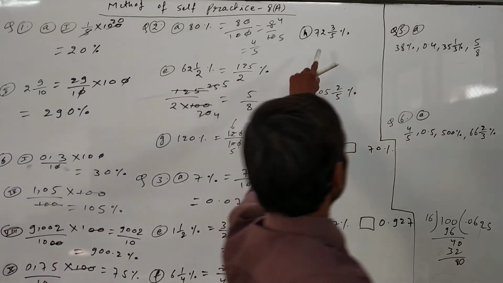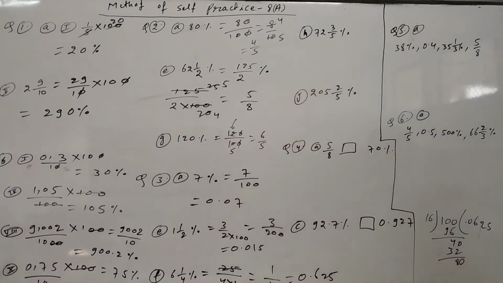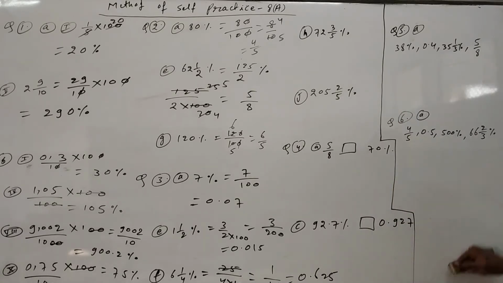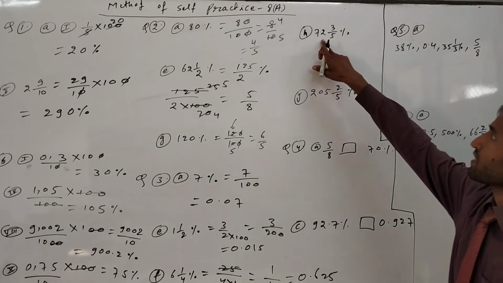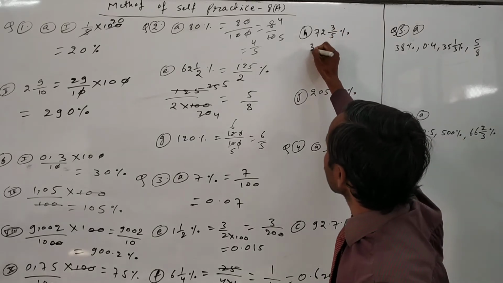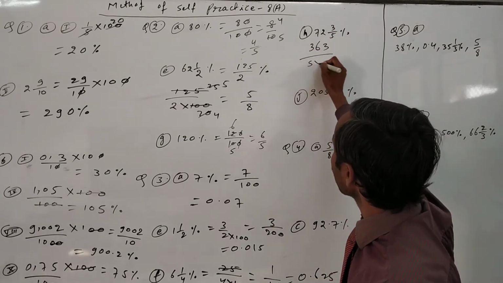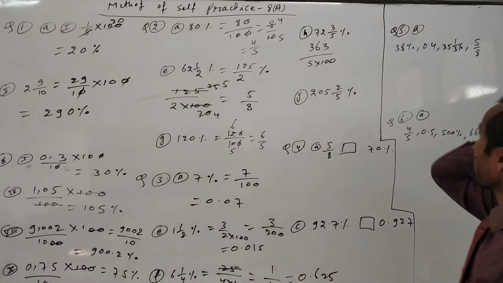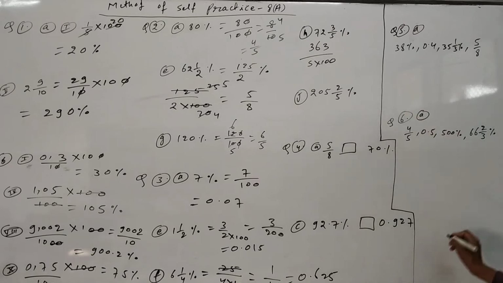Now this one again. We have to convert into decimal. First of all remove the mixed fraction into a fraction. Then we have to remove the percentage. So 72 5s are 360, 360 means 363 upon 5 into 100 will come. Okay, now if you want you can divide here directly. So 500 to 363 we will divide.